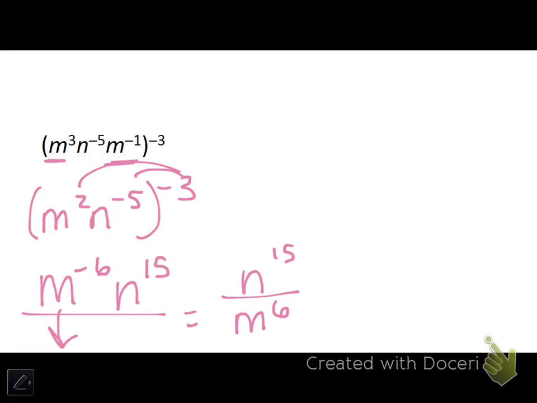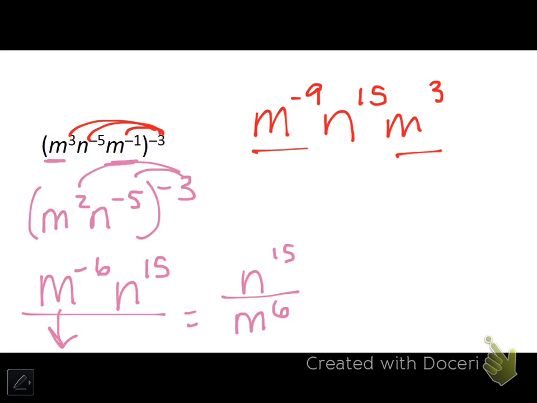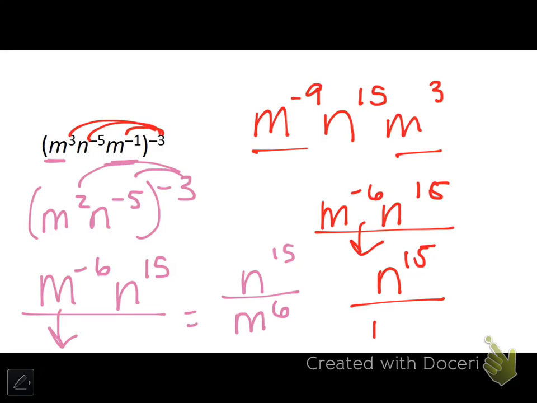Okay, now I'm going to show you the other way to do it if you wanted to. So the other way would be distributing right off the bat, so distributing it to all these. So if I do the first one, it's going to be m, multiply, so 3 times -3, which is -9. And -5 times -3 is 15. And -1 times -3 is just 3. Now we can combine our like terms here, so it's going to be m to the -6, n to the 15. Then we got to drop our m still. So you can do it either way, whichever way you like. I like reducing inside the parentheses first, and it makes it a whole lot easier.